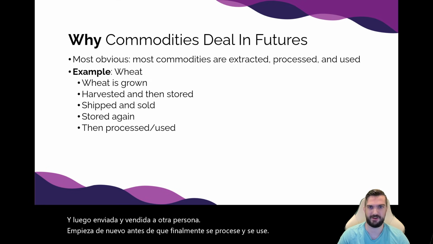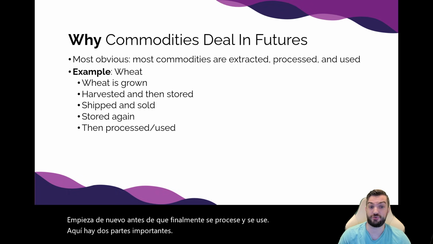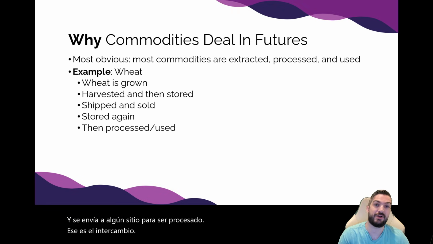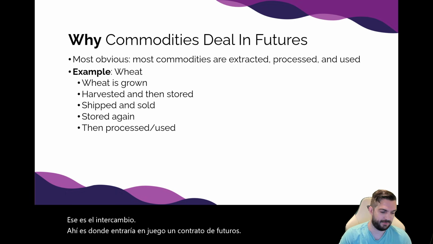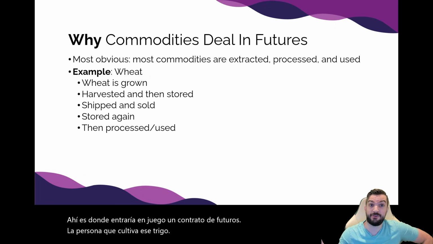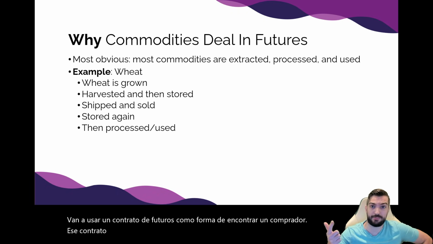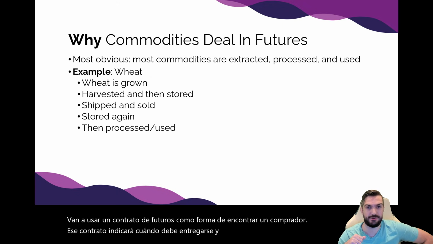There's two important parts here. The idea that it is grown and it is sent somewhere to be processed, that's the trade. That is where a futures contract would come in. The person that is growing that wheat, they're going to use a futures contract as a way of finding a buyer. That contract will say when it needs to be delivered, at what price, and where it needs to be delivered. Then the rest is out of their hands.